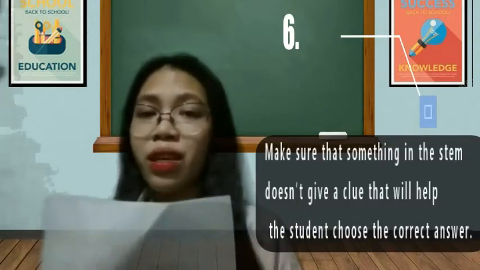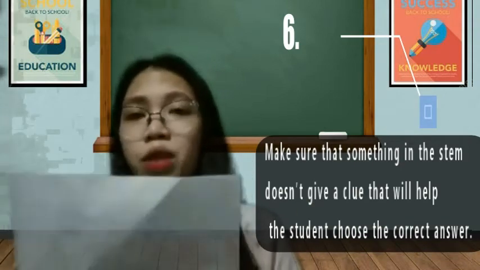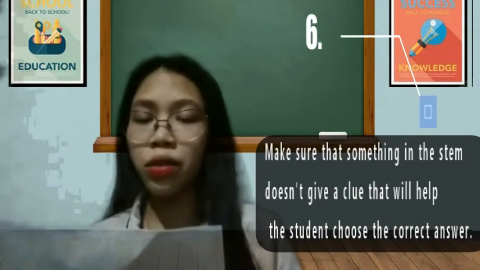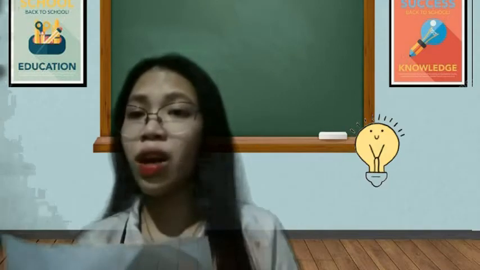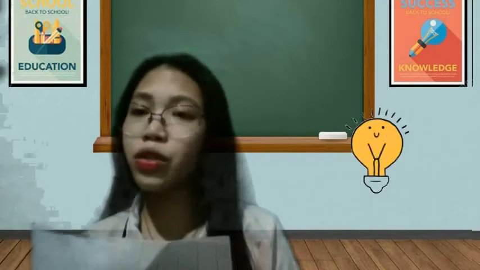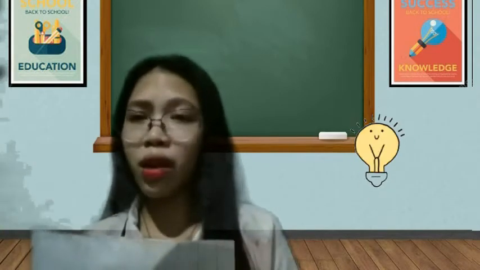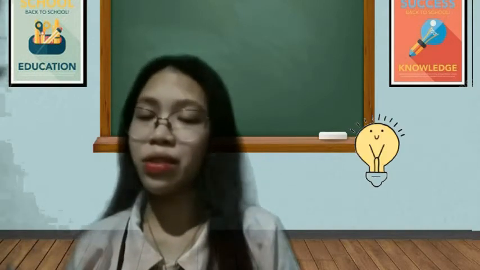Number 6. Make sure that nothing in the stem gives a clue that will help the student choose the correct answer. For example, if you use "child" in the question and "children" in one or two of the incorrect answer choices, you will be giving the clue that the choices with "children" are probably not the correct answer.